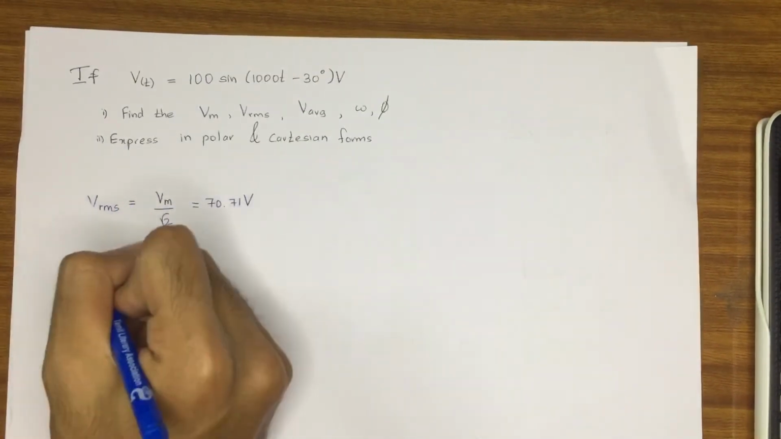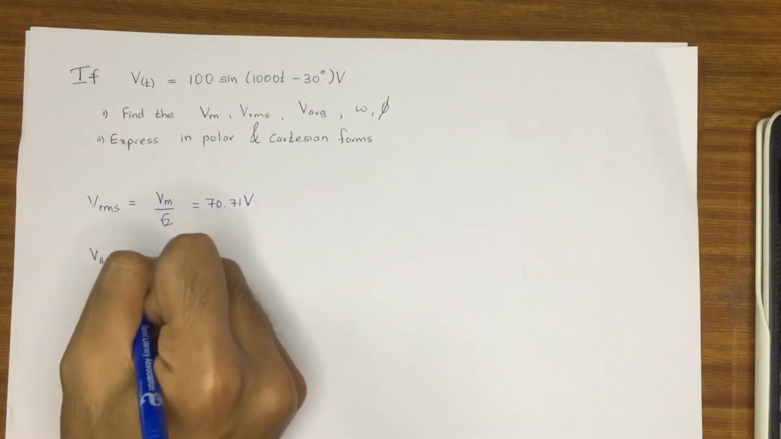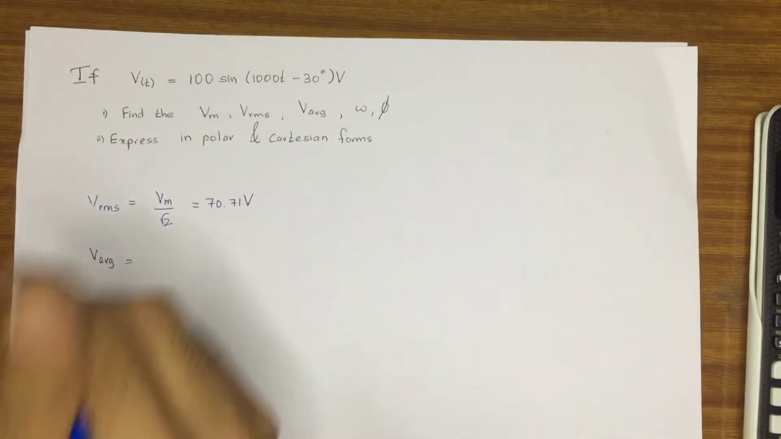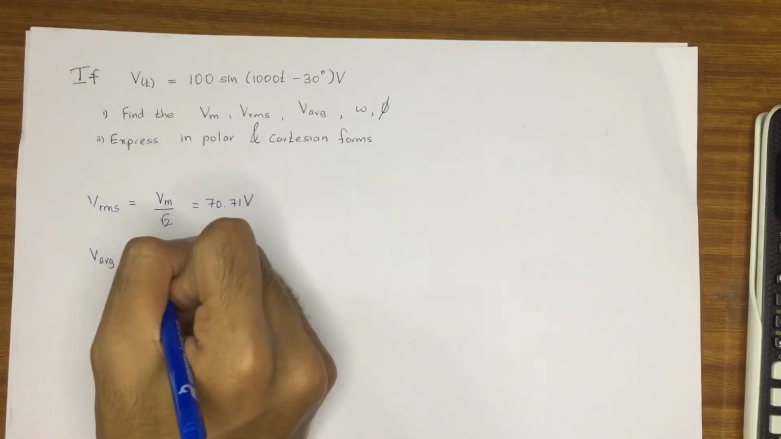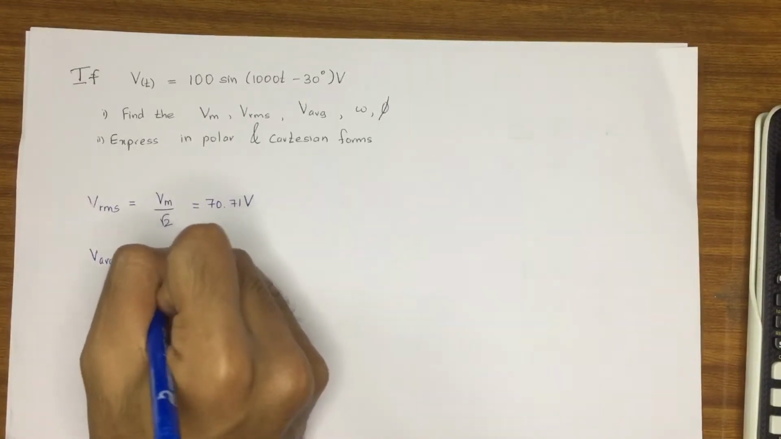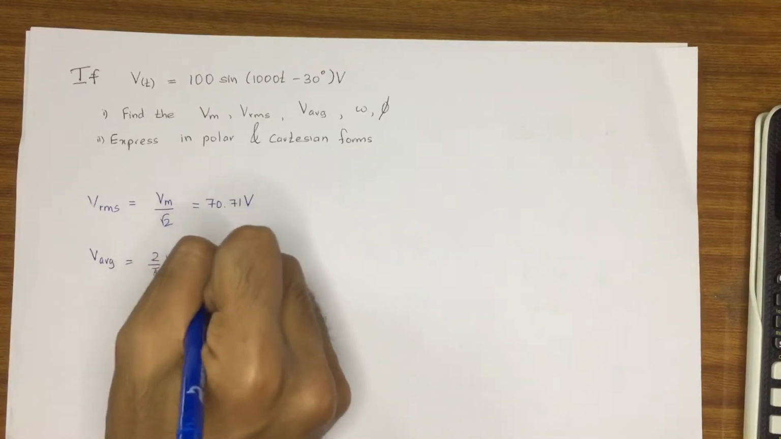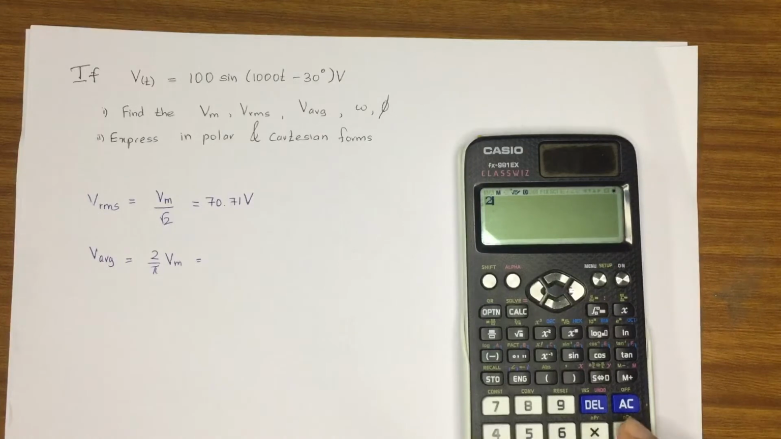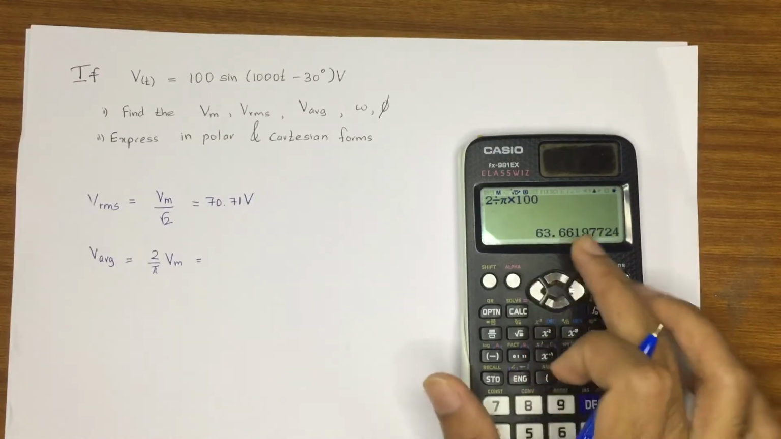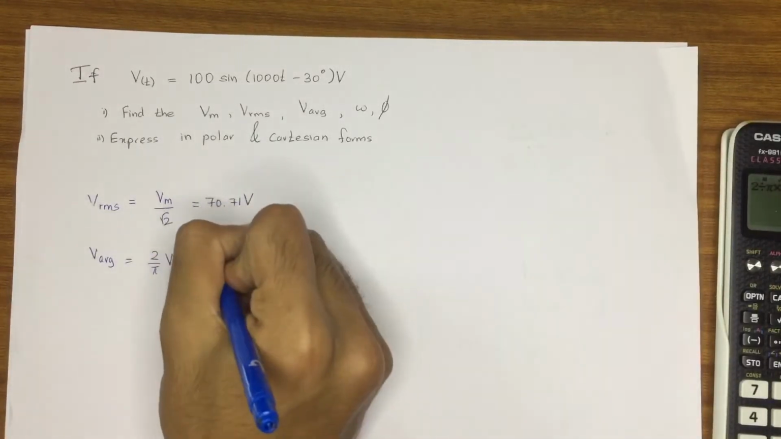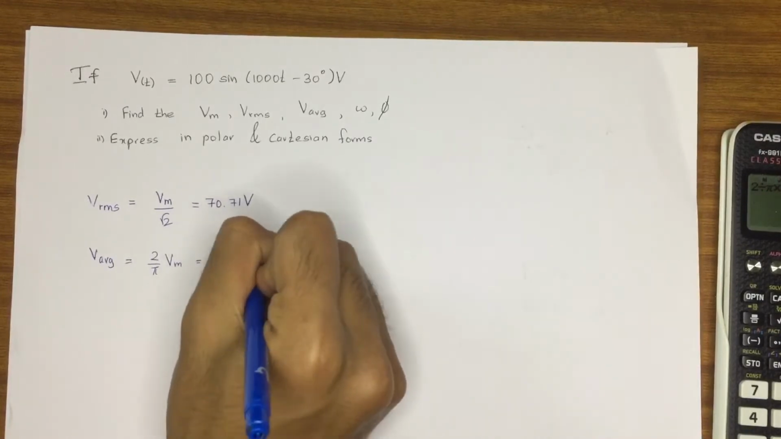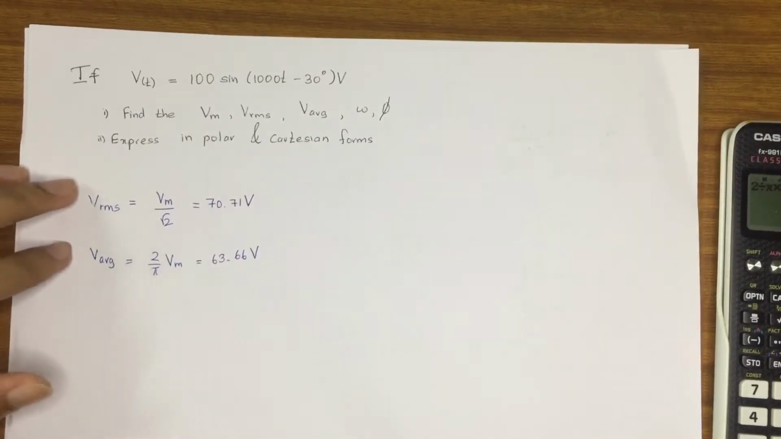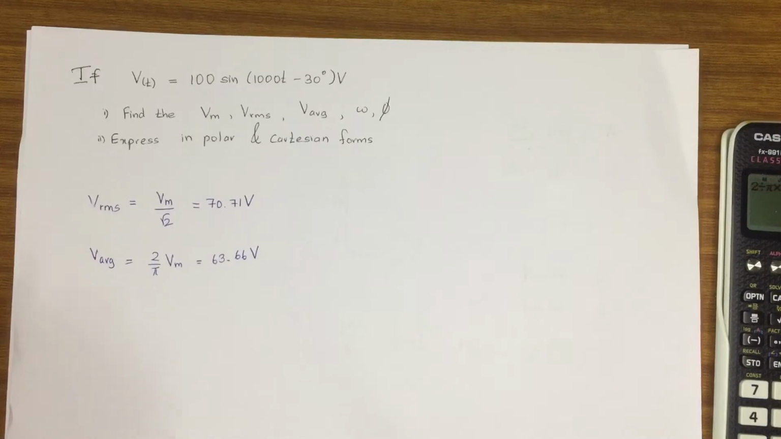Likewise, we can find the value for V average. First of all you need to know the equation: it's 2 by pi into Vm, the maximum value. Let's substitute: 2 divided by pi into the Vmaximum, which is 100. It returns 63.661, so let's write 63.66 volts. So now we have found the value of VRMS as well as V average.